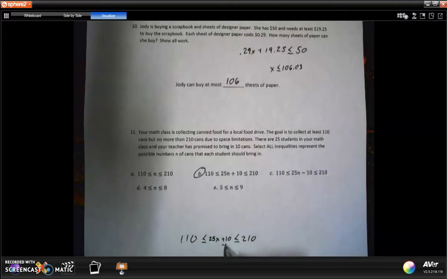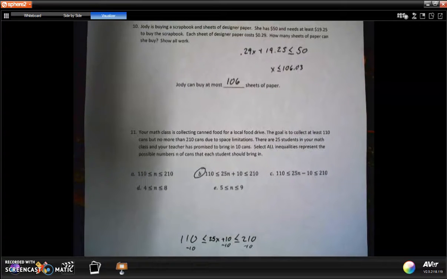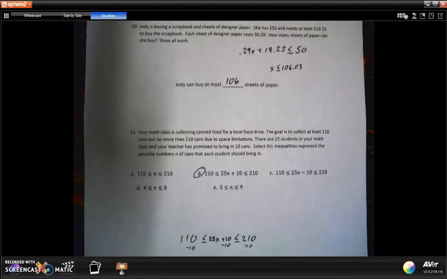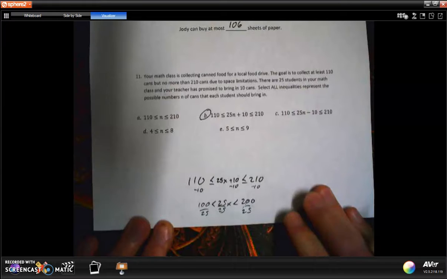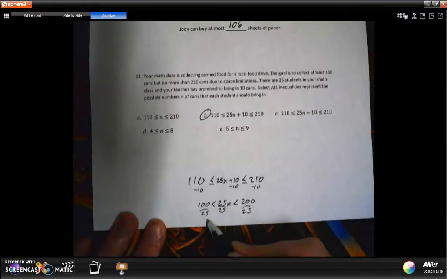Now if I subtract 10 from both sides, I then would get 100 is less than 25x, which is less than 200. I don't see that anywhere. Divide by 25, divide by 25, divide by 25. You get 4 is less than or equal to x, which is less than or equal to 200 divided by 25, which is 8.